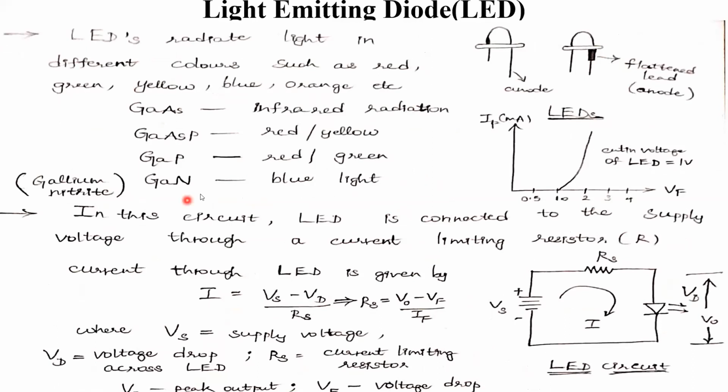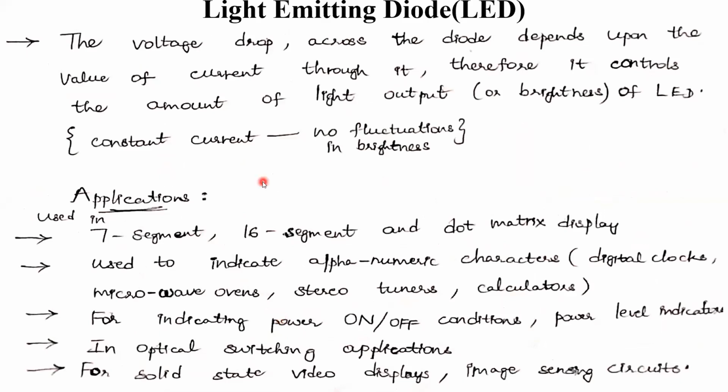These are the different types of semiconductor material we use for exhibition of different colors of light. From the junction, I am going to obtain infrared radiation, red or yellow, red or green, and blue light. If an LED is placed in a circuit, it can be notated like this. If constant current flow is taking place, there is no fluctuation in the brightness here.